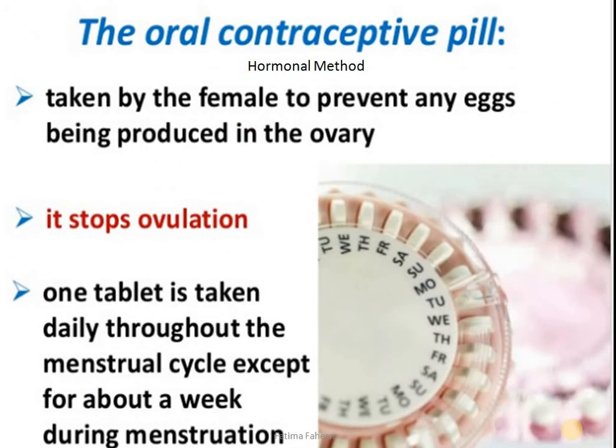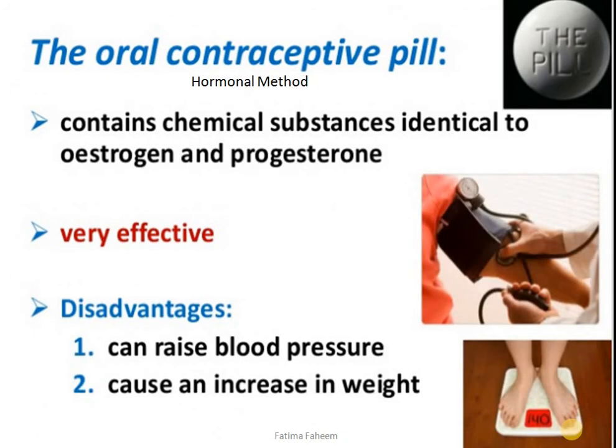So this is the oral contraceptive pill, which is taken by the female to prevent any eggs being produced in the ovary. It stops the ovulation. One tablet is taken daily throughout the menstrual cycle, except for about a week during menstruation. These contain chemical substances which are quite identical to estrogen and progesterone. Very effective method, but it has some disadvantages. We see raised blood pressure and increase in weight in females that are on these contraceptive pills.